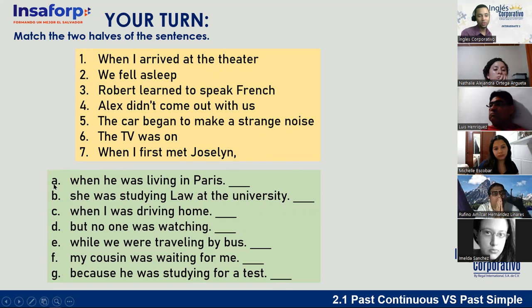Number one, what is that? A, B, C, D, E, F, or G? We're going to do the first one together. Let me see, just before we do that. Here we go. Okay, nice. What about the first one? We're going to do the first one together, but then you're going to work in pairs for the rest. When I arrived at the theater, what's next? Who knows the answer?